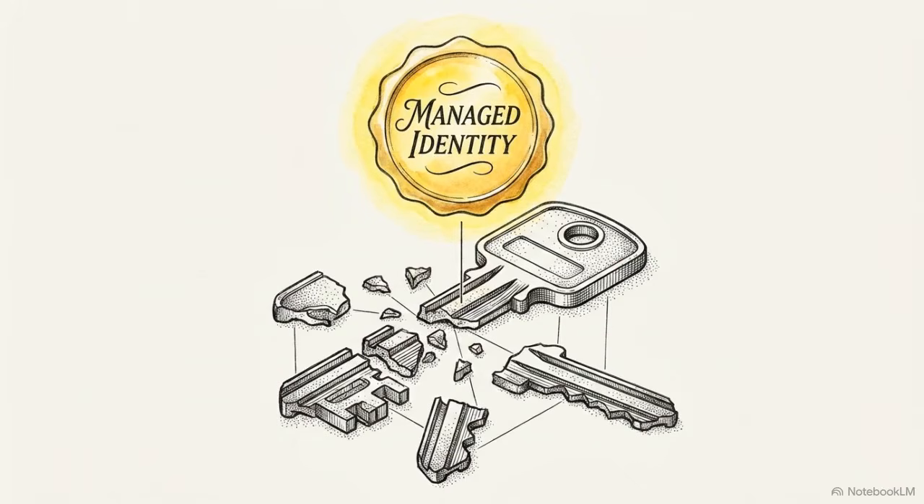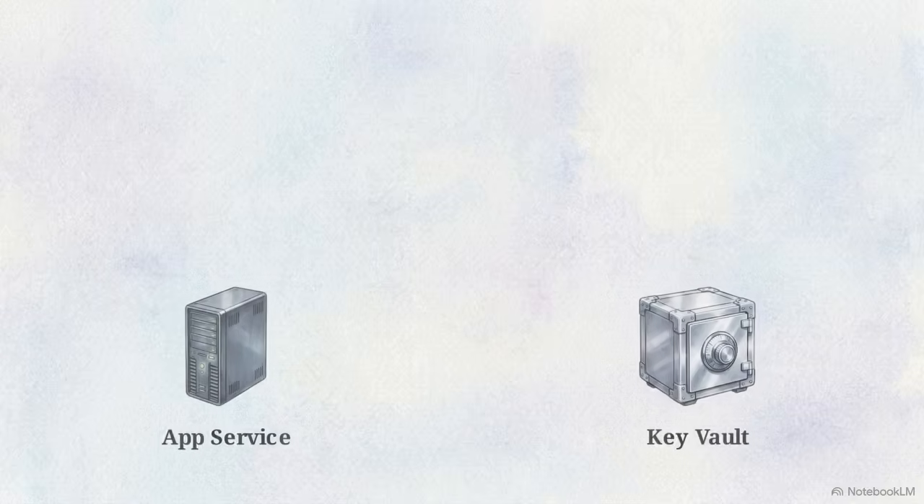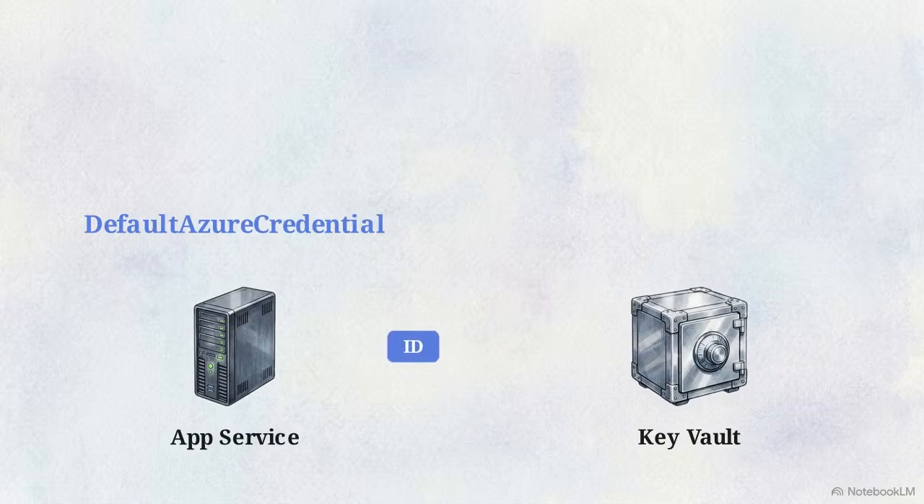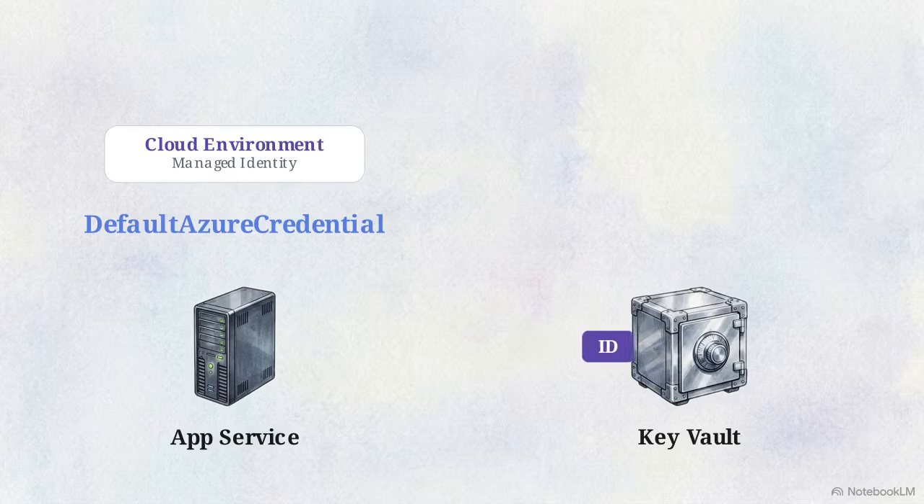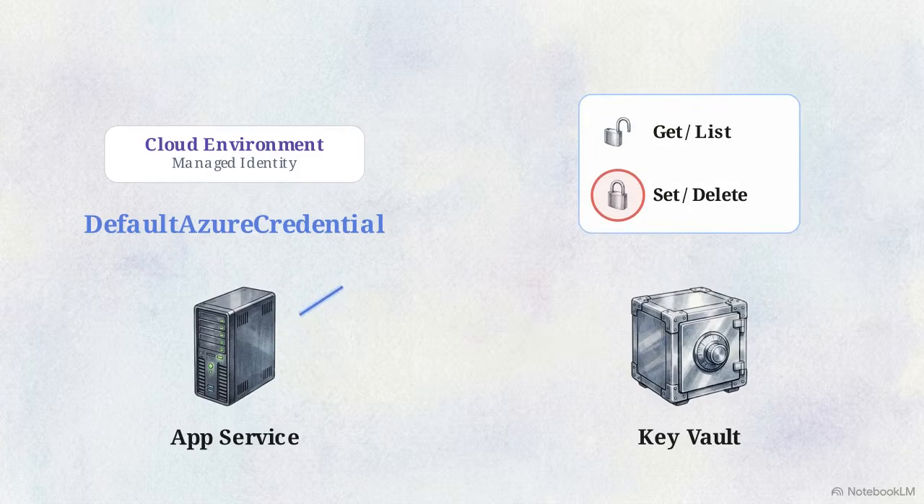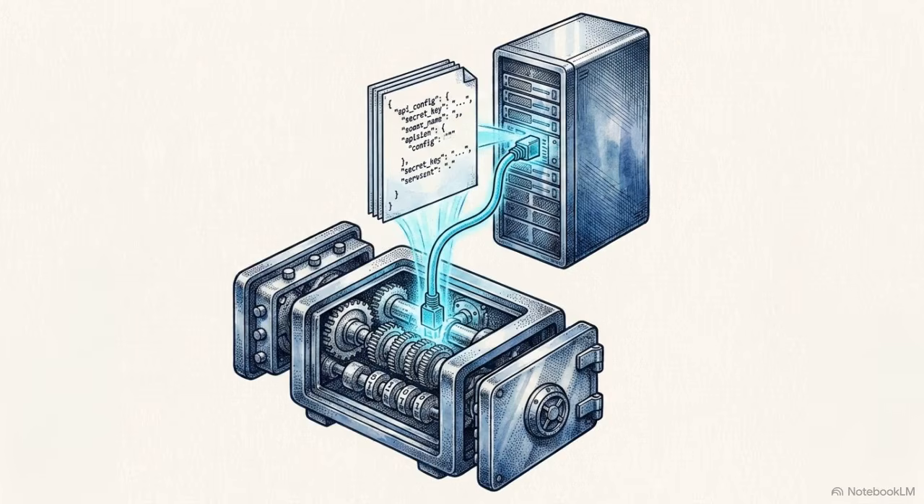your database credentials. The Zero Trust solution is Azure Managed Identity, which eliminates the need to handle passwords or static keys entirely. Using DefaultAzureCredential, the app service authenticates to Azure resources as itself. The code automatically detects the environment, seamlessly using local credentials during development and the managed identity in the cloud.